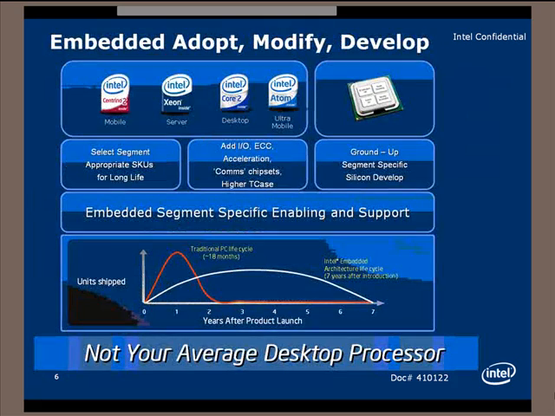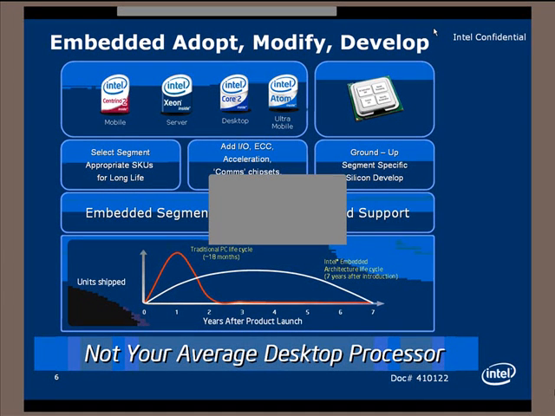So many of you may know Intel for our desktop processors, our laptop, and our server processors. But Intel's Embedded and Communications Group has actually been selling into the embedded market segment for over 30 years. And embedded in Intel means a few different things. It might mean, for example, adopting specific products that meet embedded requirements. It may mean slightly modifying those products or pairing them up with different chipsets to provide, let's say, specific I/O for a particular embedded market segment.